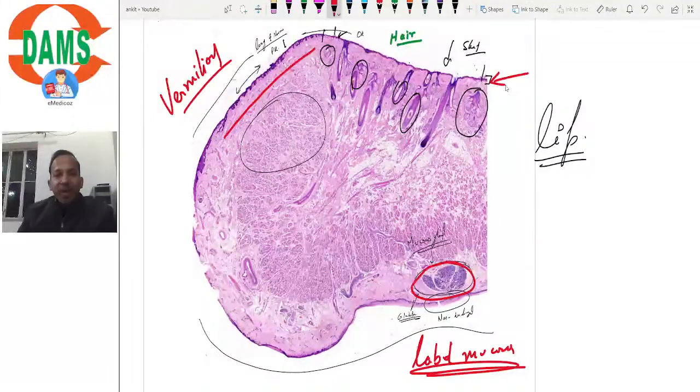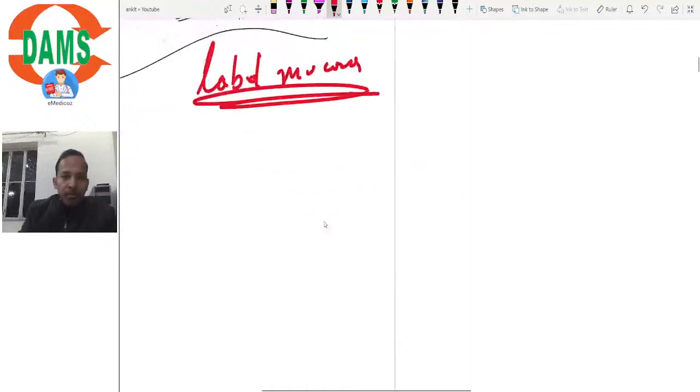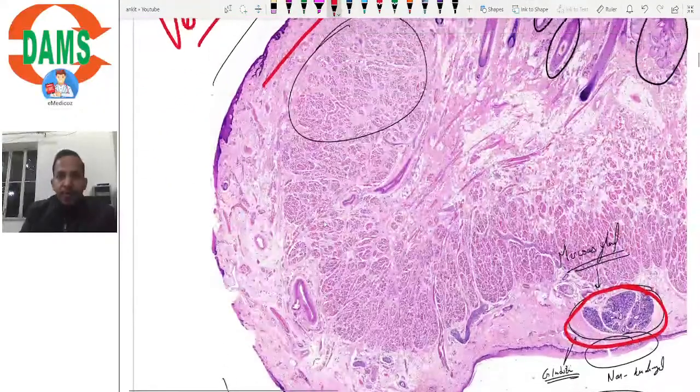Is everyone able to understand? Are you guys able to understand? Are you guys able to follow?